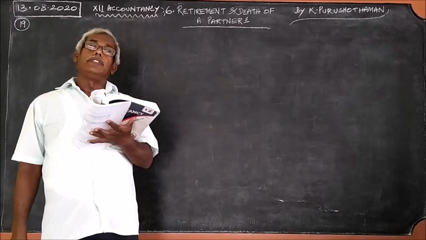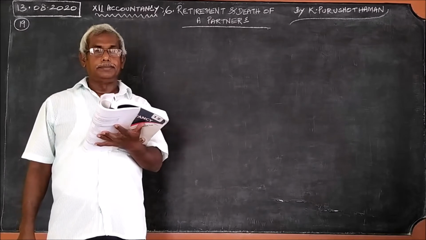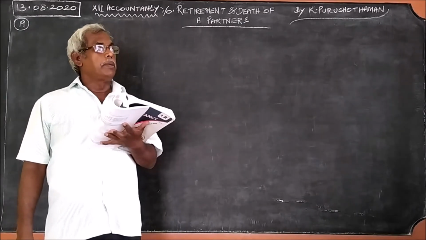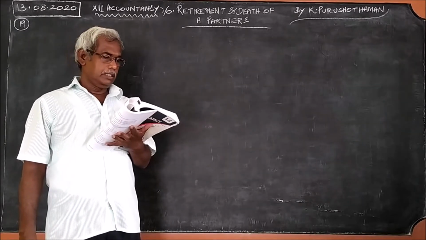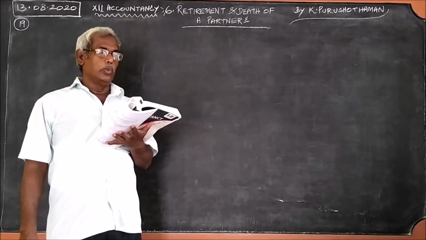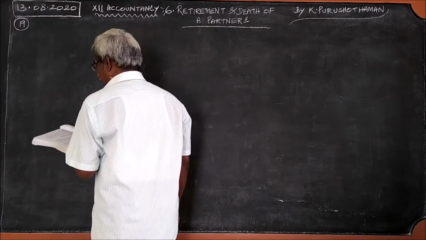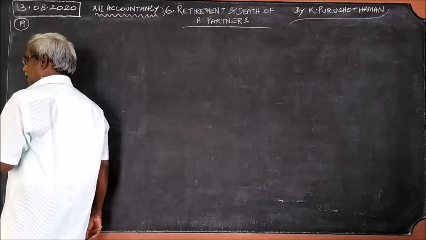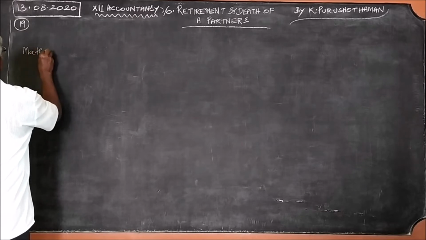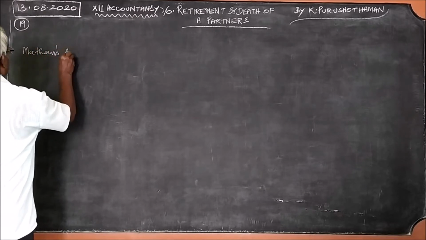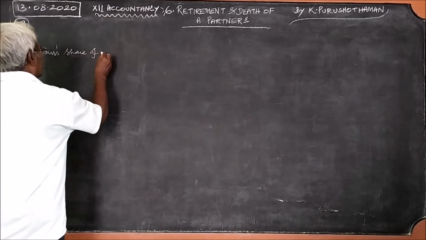The second part of this sum is the capital account. Before preparing the capital account, we should keep ready something which is connected with the goodwill. First one, who is retiring? Madan retires. Therefore, what is Madan's share of goodwill?